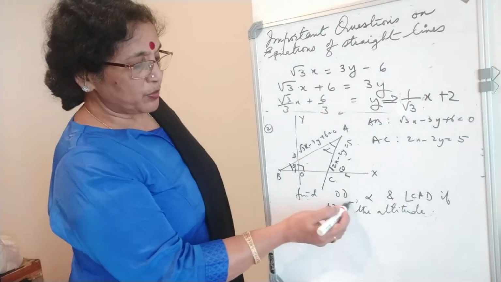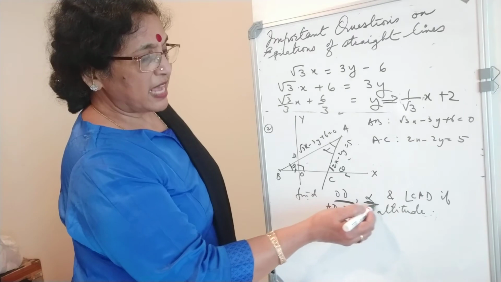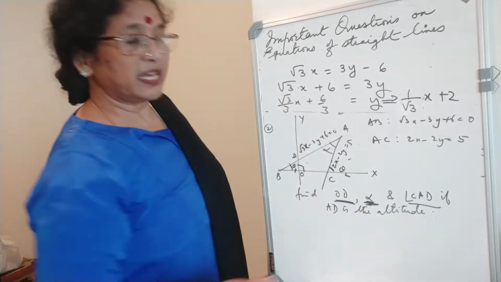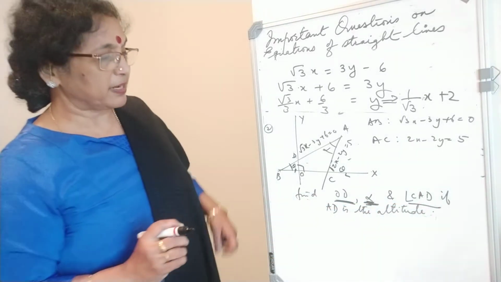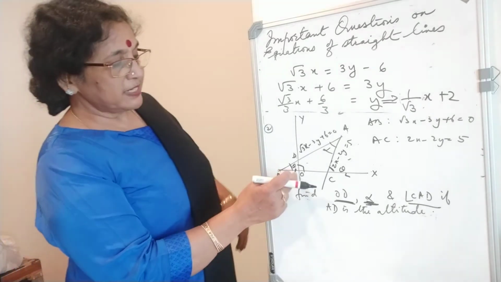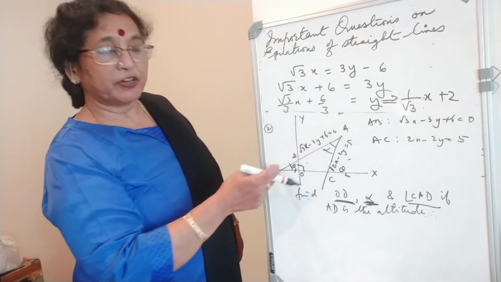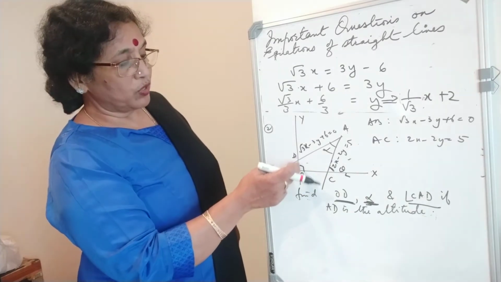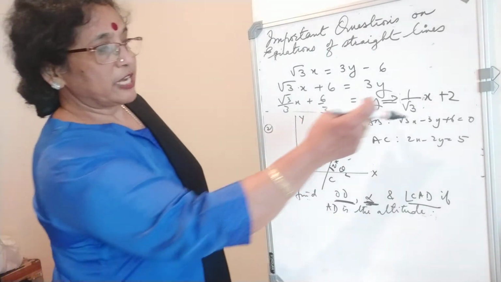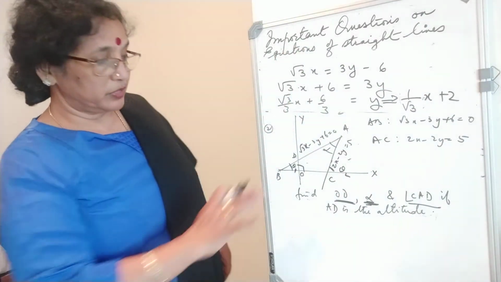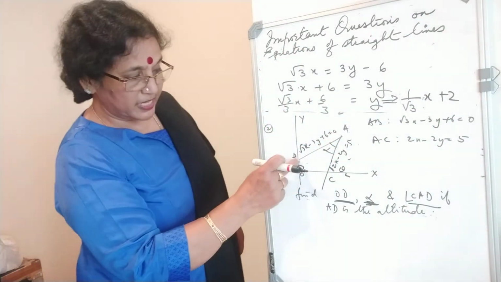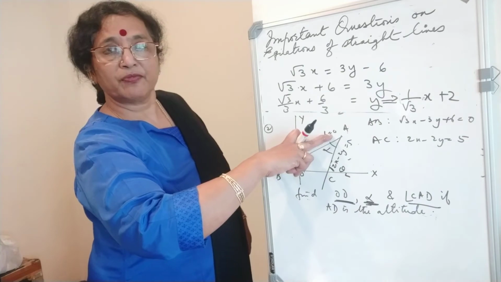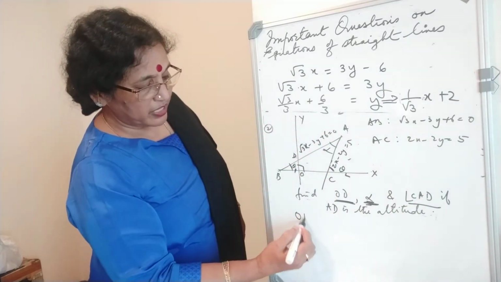So I asked you in the question, what is OD, what is alpha, what is angle CAD? We come to each one part by part. OD is the y-intercept of the first line ADB. So the OD is y-intercept, which I got as 2. So this line is cutting the y-axis at D. OD is y-intercept of this line. So children, OD is 2.